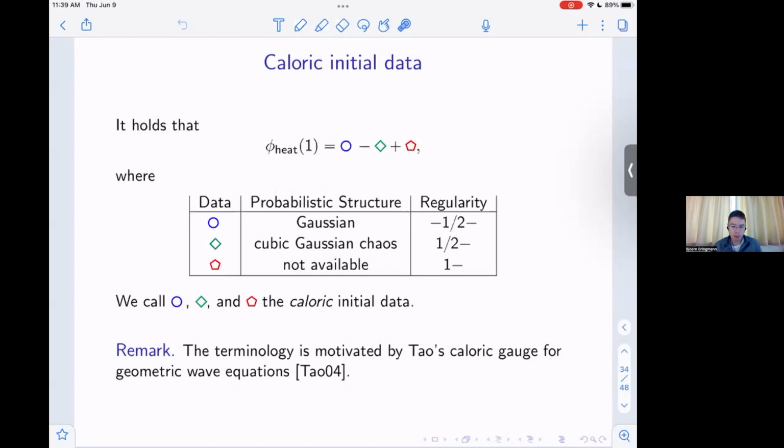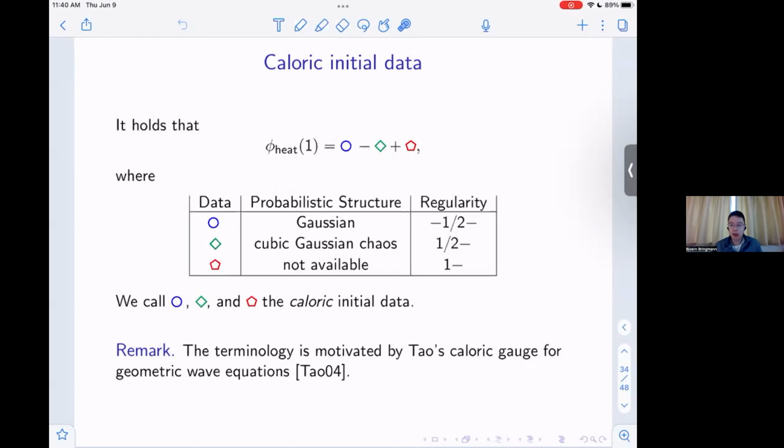And this has been a very popular tool in geometric wave equations. So he really had this idea to use a geometric heat equation to study a geometric wave equation. And what we're doing here is a little bit inspired by this, because we are using a probabilistic heat equation to study a probabilistic wave equation. And this is why we chose to name it after his work. Okay. So this is everything I wanted to say about the data.